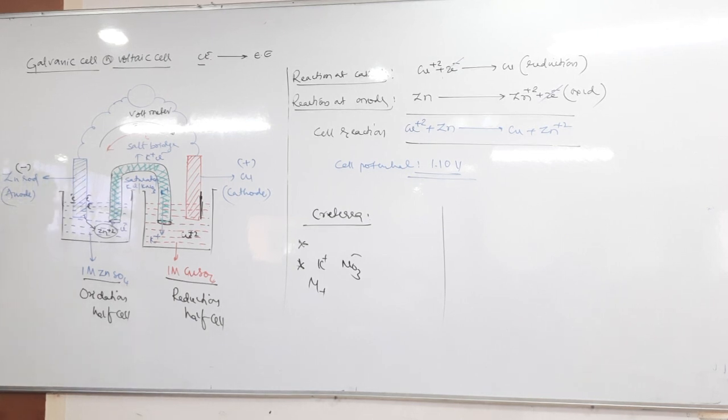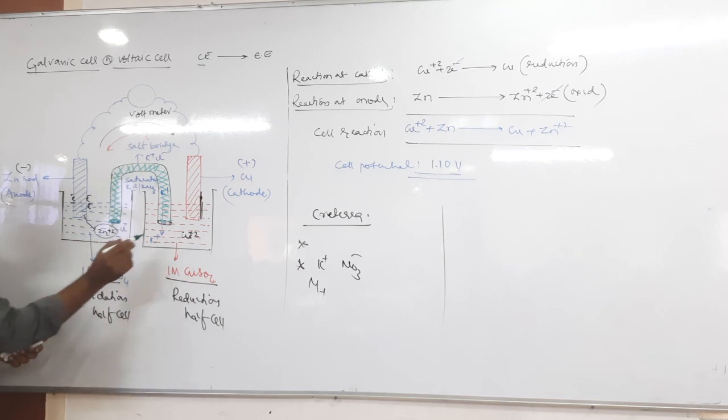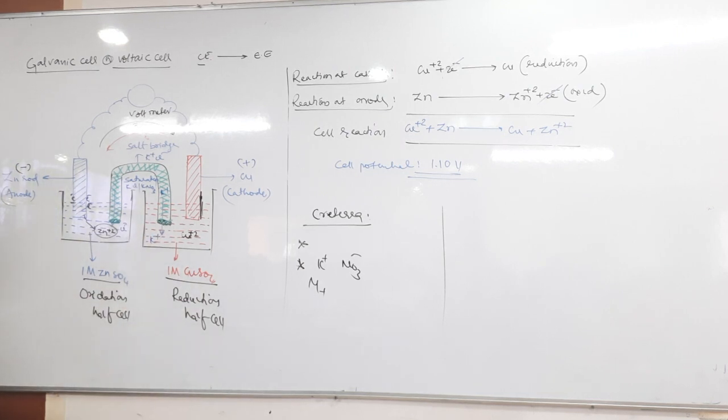Next point, two endings of the salt bridge. The two endings of the salt bridge are plugged with porous materials like cotton or glass wool.